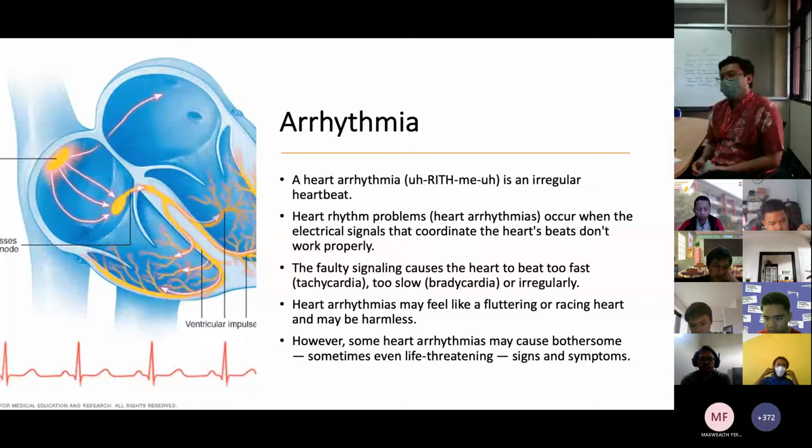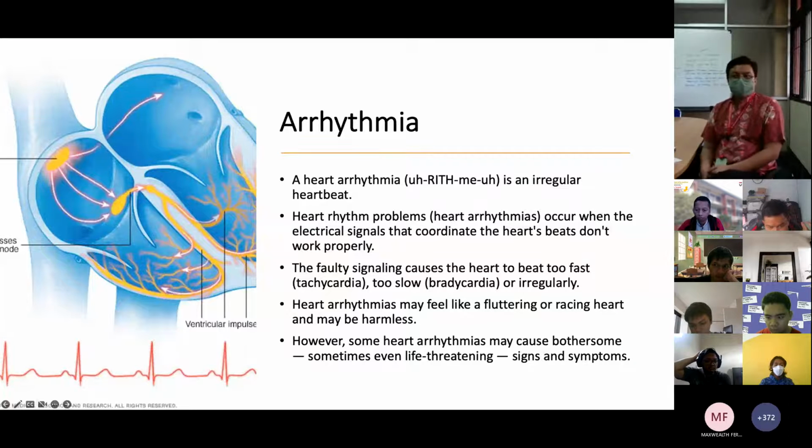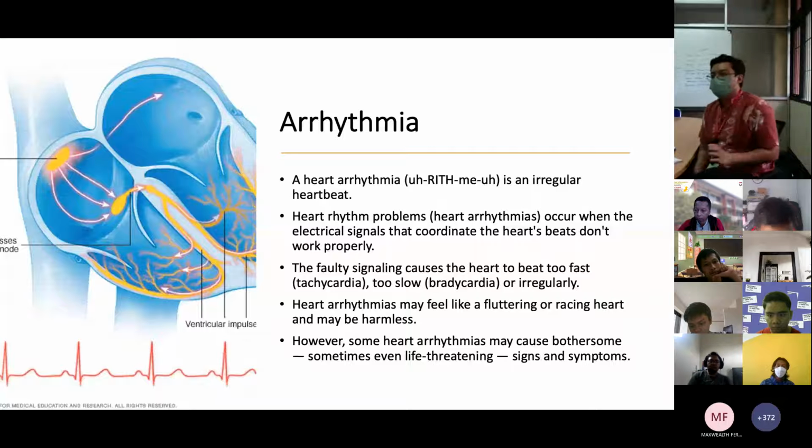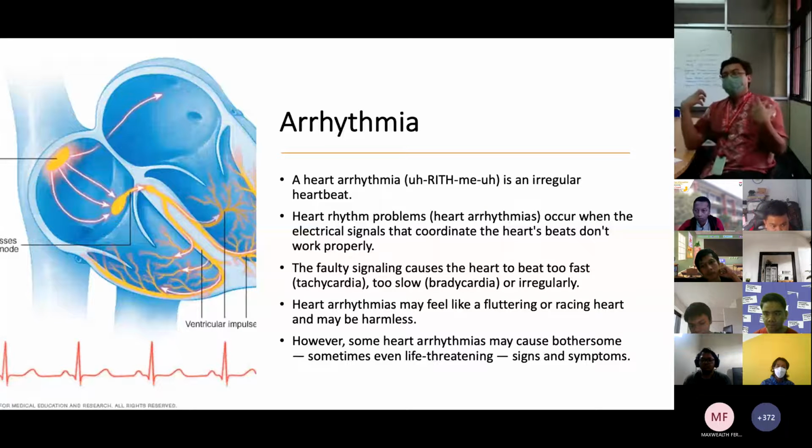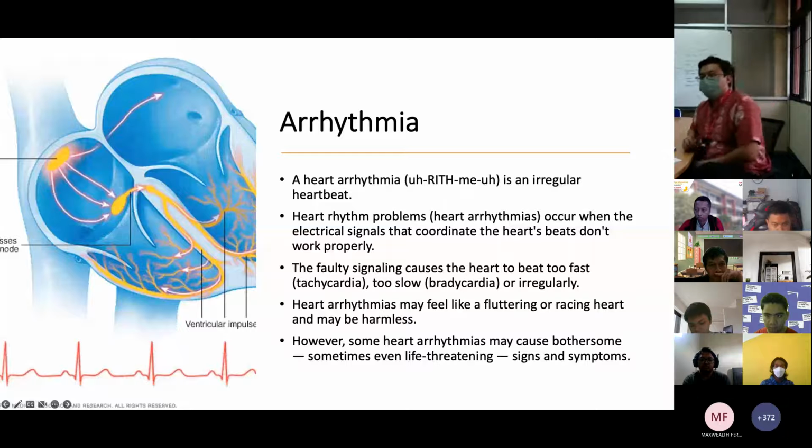Okay, heart arrhythmias may feel like fluttering, in Indonesian berdebar, or racing hearts, and may be harmless. If you feel that your heart is fluttering in a normal position, for instance, that may be a heart arrhythmia. However, some heart arrhythmias may cause other signs, and sometimes are even life threatening, so be careful about that. If you don't care about this problem in your body, arrhythmia can affect other parts of your body, for instance your brain, and it is also life threatening. That's why you need to pay attention to your heart. Okay, please next, Pak Dana.